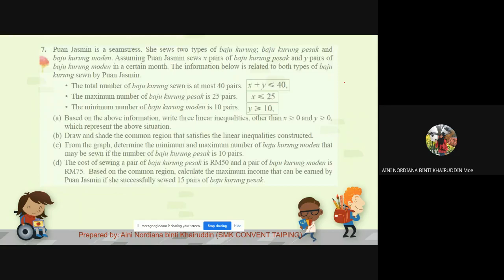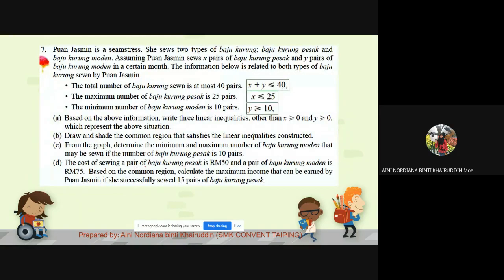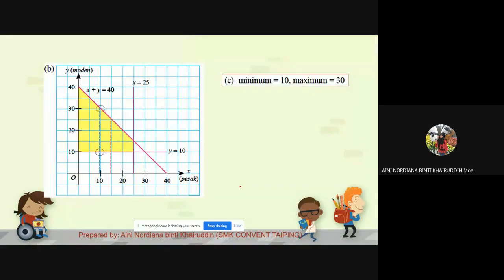Next, question D. The cost of sewing a pair of baju kurung pesak is RM50 and a pair of baju kurung moden is RM75. Based on the common region, calculate the maximum income that can be earned by Puan Jasmine if she successfully sew 15 pairs of baju kurung pesak. So 15 baju kurung pesak. Lukis straight line macam ni. Lepas tu tengok dia potong dekat mana.